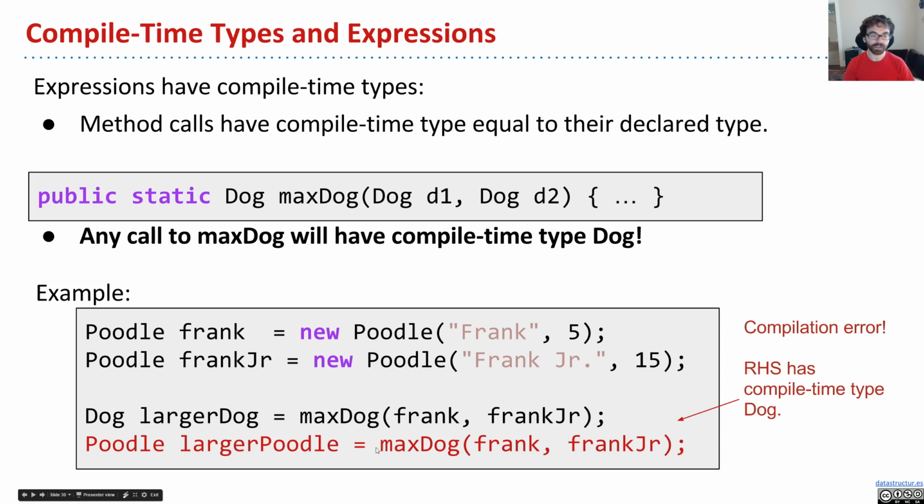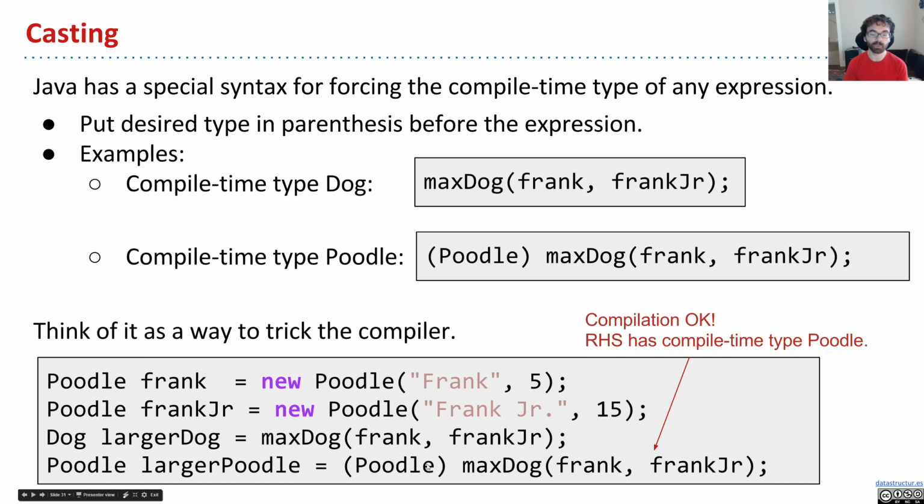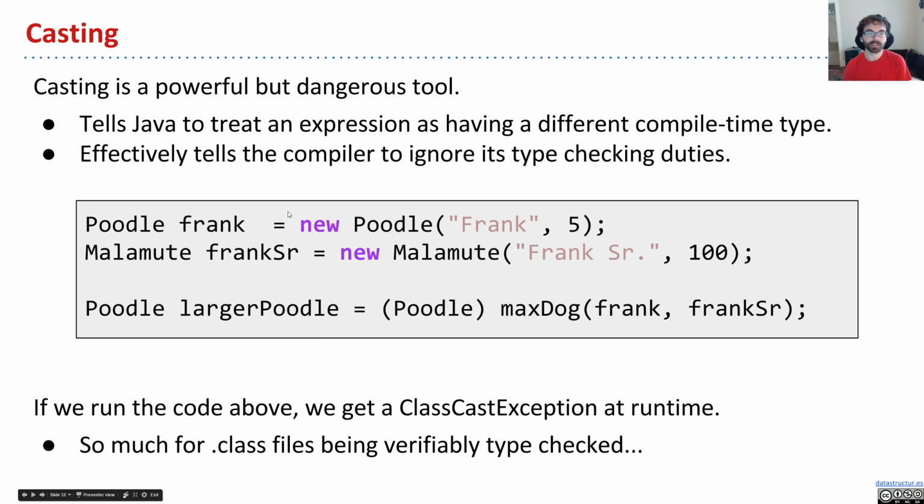So for example, this code right here that didn't work so well, if we just add poodle in parentheses here, the compiler will say, okay, the programmer has specified that the output of the maxdog here is no longer static type dog, it is in fact type poodle. Is a poodle a poodle? Yes, therefore we're good. Now that approach, while useful, can sometimes run you into trouble. Because basically what you're doing is tricking the compiler. You're telling the compiler, please don't do your job. Don't be such a wimp. Trust me. So it's a powerful but dangerous tool. You should use it sparingly. And it basically tells Java, treat this the way I want you to treat it.